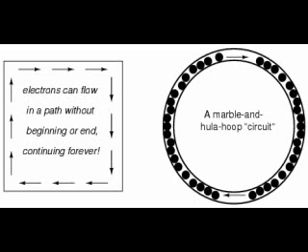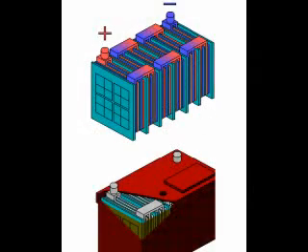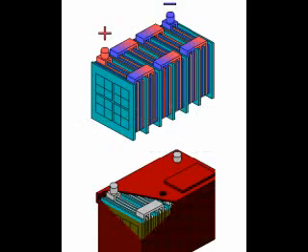Now we have the capability of supporting a continuous flow of electrons indefinitely without the need for infinite electron sources and drains. All we need to maintain this flow is a continuous means of motivation for these electrons, which we'll address in the video Voltage and Current.